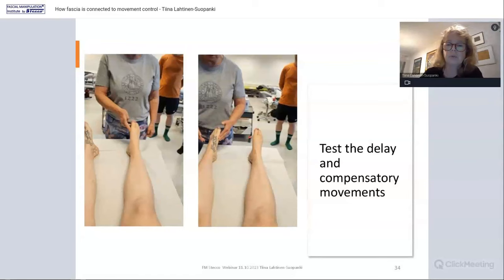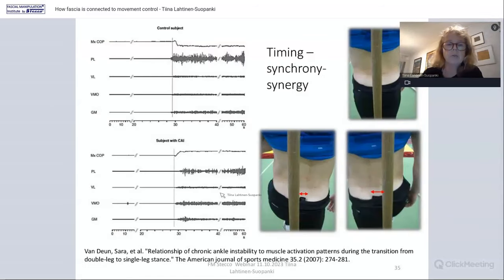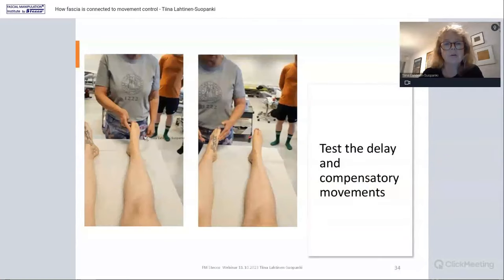So it's very simple. You don't need nice EMGs. Even though we know they are not very, very specific, you can see the synchrony and timing. And from this we can see the changes in the movement and changes in the control. Here is the normal activity of the muscles and here's the delay. And this delay you can test with what I showed already here.